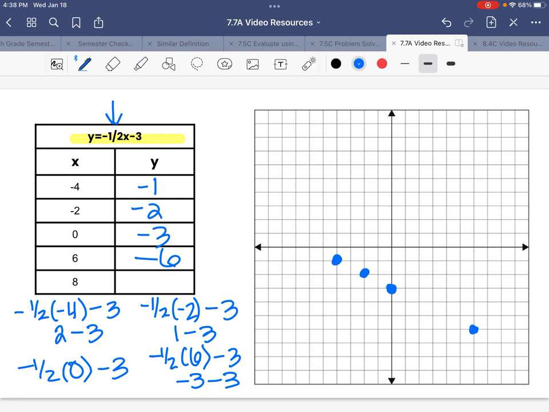So I have negative 1/2 times 8. And I know half of 8 is 4. So negative half of 8 would be negative 4, minus 3 more. And that gives an output of negative 7. So I can go plot that point now. And I still see that my line is formed right there.